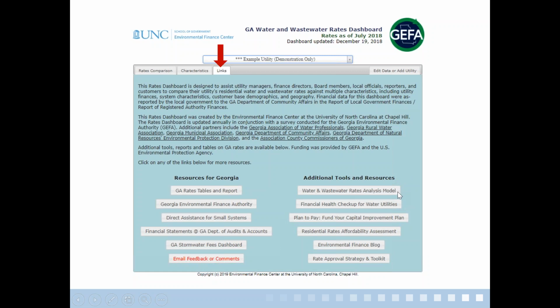Water and wastewater rates analysis model, looking into if you want to change your rates, different scenarios, different timelines, different raises. Financial health checkup really goes into a lot of different metrics on how you're doing today and in the future based on what your rates currently are. Plan to pay is about planning for capital improvement plans, super important. Residential rates affordability assessment, that's the one I mentioned earlier about looking at different income levels in your community.